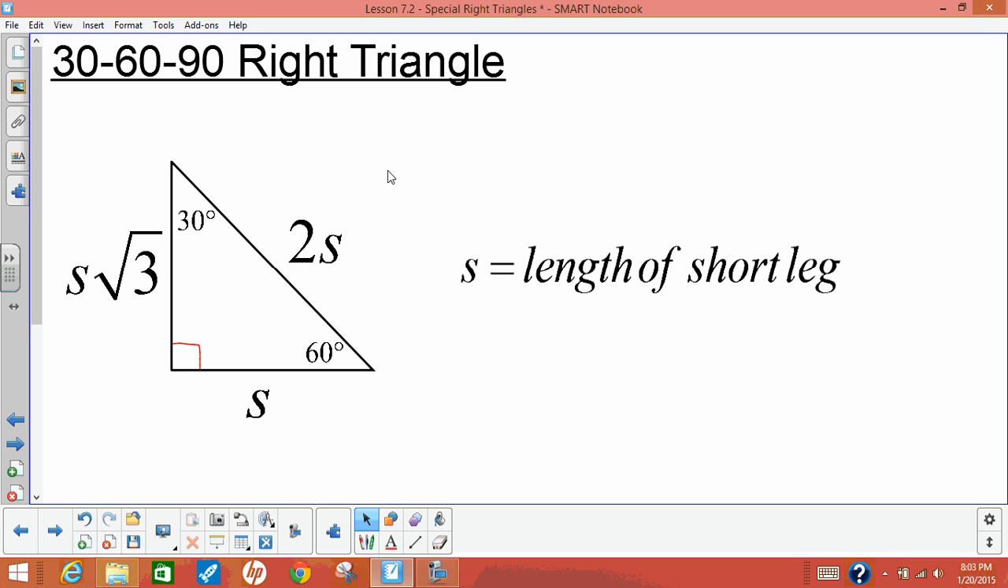The other type of special right triangle is a 30, 60, 90 right triangle. This relationship is a bit more complicated. This time S is the length of the short leg of the triangle. And the short leg is always across from the 30-degree angle. It's not always on the bottom. It's always across from the 30-degree angle. That's a common mistake, so you need to check to make sure which side is across from the 30-degree angle. The longer leg across from 60 is S times the square root of 3, and then the hypotenuse is 2 times S. So let's use that.